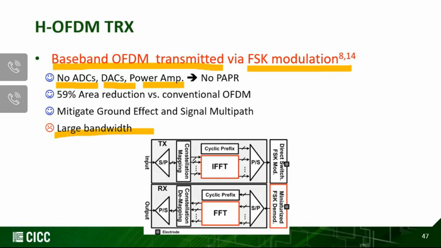So for the conventional air channel, bandwidth is money, so it doesn't make sense to trade off with the bandwidth. However, for the body channel, the bandwidth is relatively sufficient. You're not going to utilize the whole bandwidth for the body channel anyway, so you can actually deal with larger bandwidth.